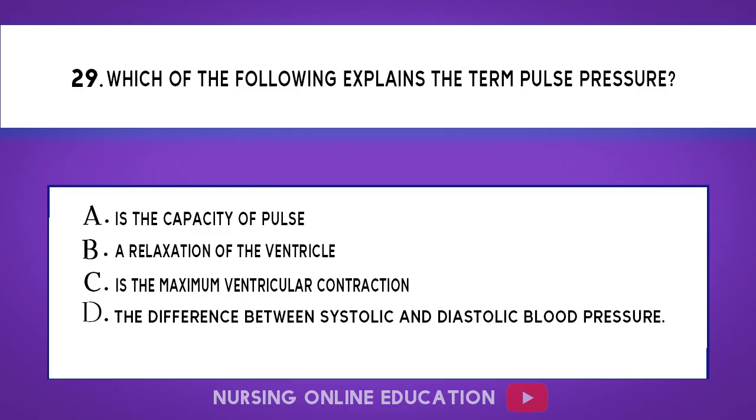29. Which of the following explains the term pulse pressure? A. Is the capacity of pulse. B. A relaxation of the ventricle. C. Is the maximum ventricular contraction. D. The difference between systolic and diastolic blood pressure. The answer is option D, the difference between systolic and diastolic blood pressure.